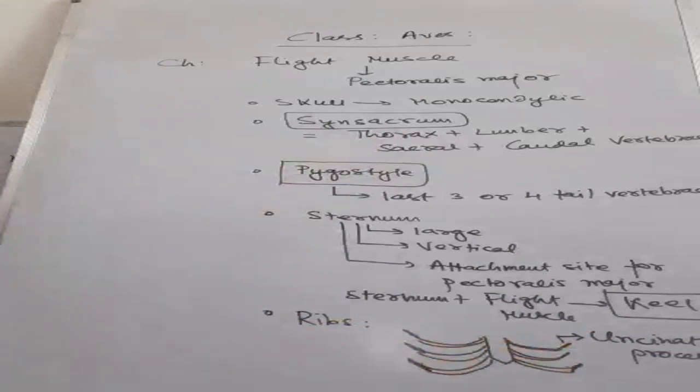When we talk about the clavicles, we all know that there are two clavicles present in us. They also have two clavicles. And these two clavicles actually fuse together to give a structure which is known as furcula. I'll show you how it looks.